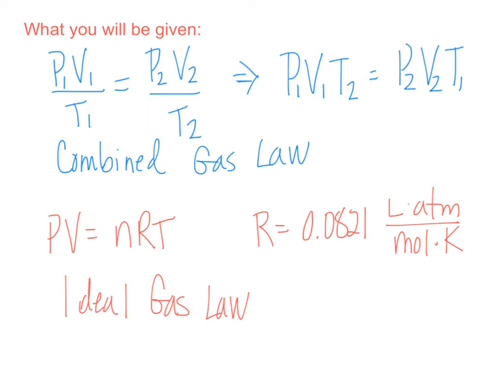And then, of course, there's the ideal gas law, and we use that whenever we don't have two parameters changing. For instance, if we only have one pressure, one temperature, one volume, then we would solve for moles. But the combined gas law, we would use if there's a pressure and a volume, and they change the pressure and want to know the new volume. Okay, next slide, we'll talk about what you don't get.